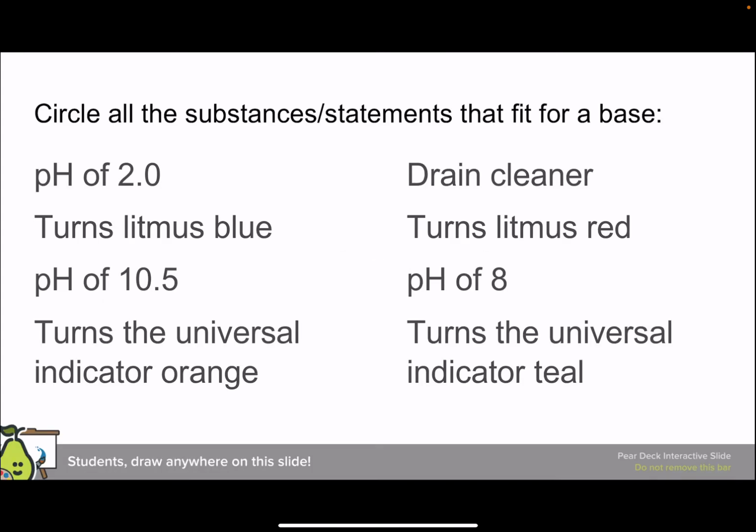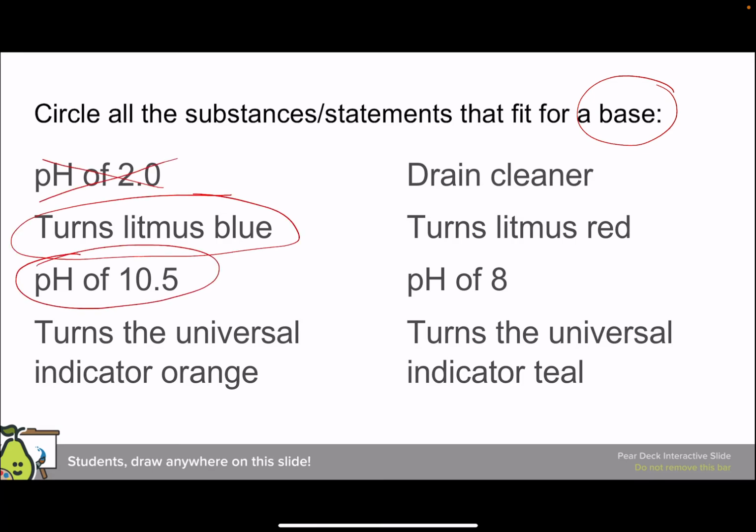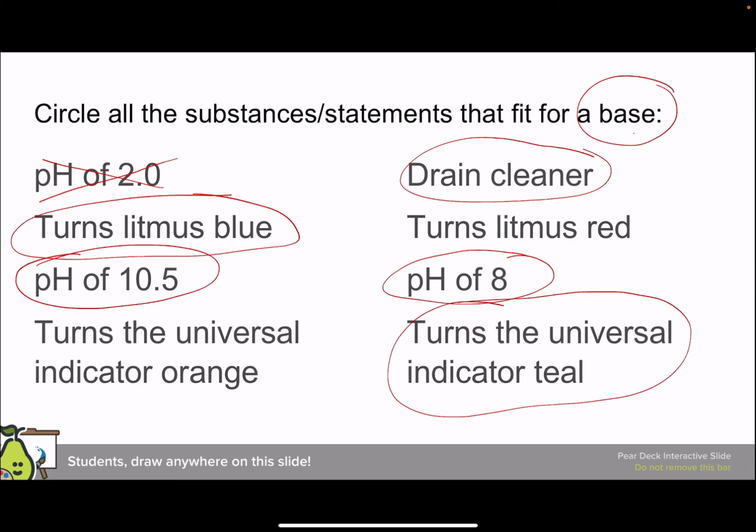Okay, section 3 is on pH. So circle all of them that fit for a base. Not a pH of 2, it turns litmus blue. It has a higher number than 7, and it could be drain cleaner, pH of 8, and it turns the indicator teal. Remember, bases are blue, and they're in our BIV, blue, indigo, and violet range for our universal.